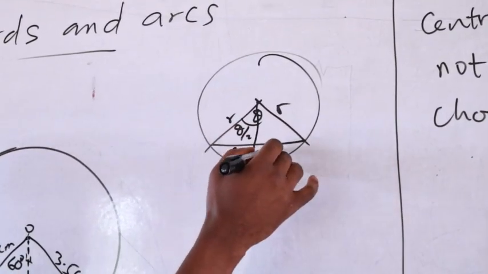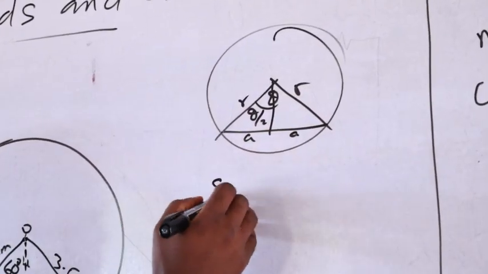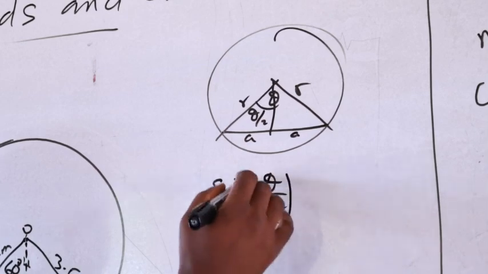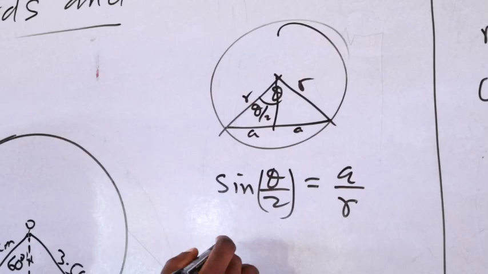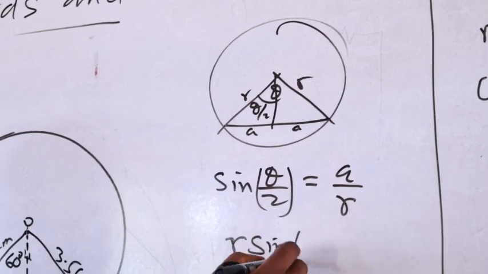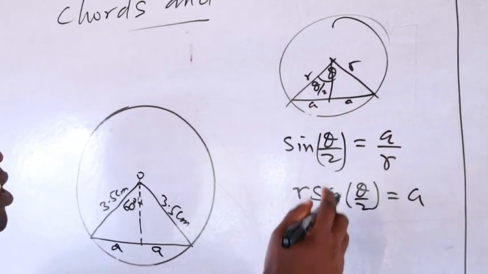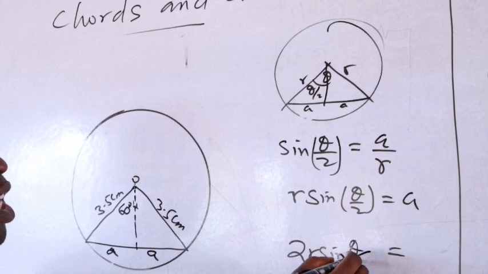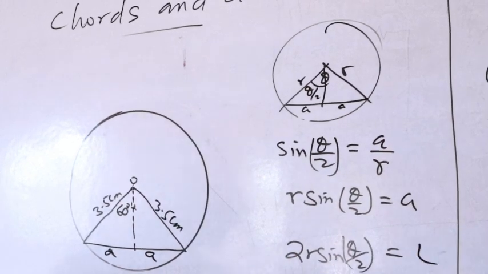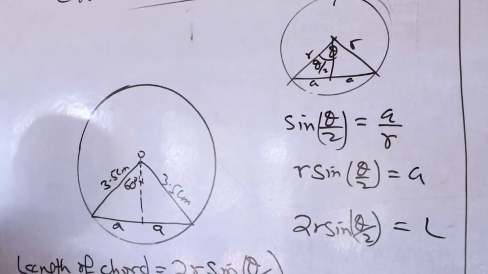Let's call this one A and call this one A. Opposite over hypotenuse, that is sine. Sine theta over 2 is equal to opposite A over hypotenuse r. Cross multiplication, r sine theta over 2 is equal to A. And how many A do we have? Times 2. Length of chord is now 2r sine theta over 2. That is the length of that chord. So that's how to derive the formula. So with this, you can now do the substitution.